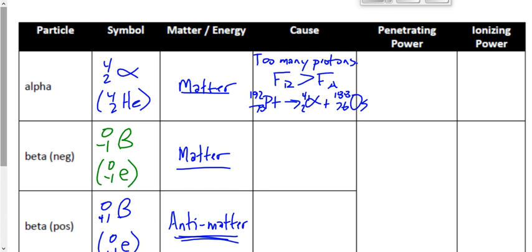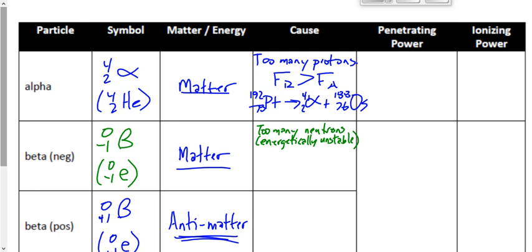Beta negative decay occurs if you have too many neutrons, but for a completely different reason. It has nothing to do with the force of repulsion or attraction acting. Rather, it has everything to do with the energy. We have too many neutrons. It's energetically unstable. It just doesn't like the state that it's in.